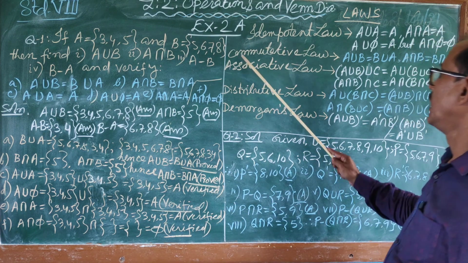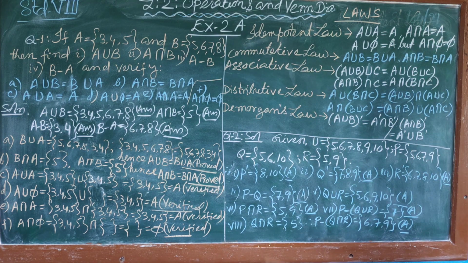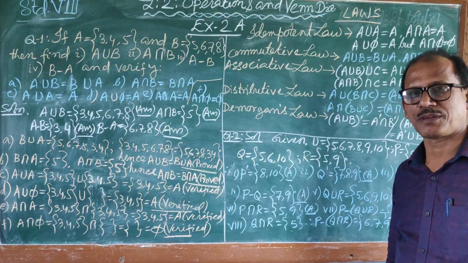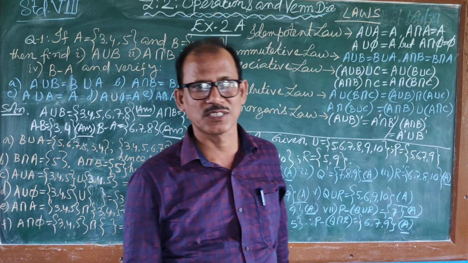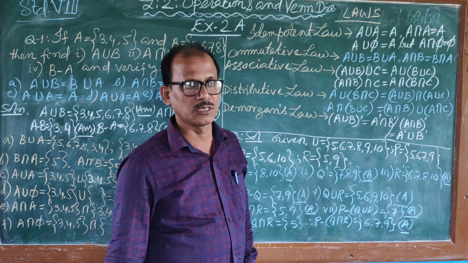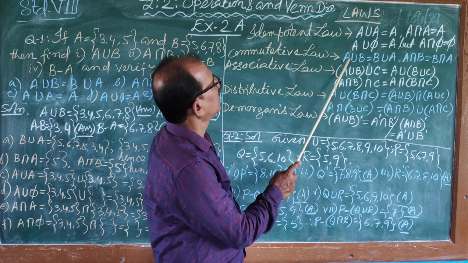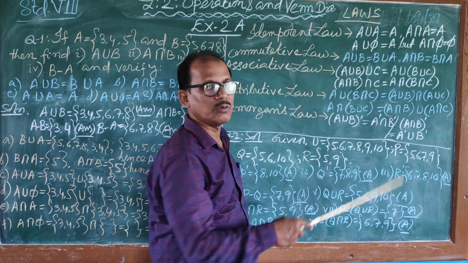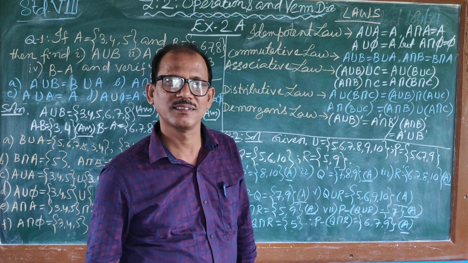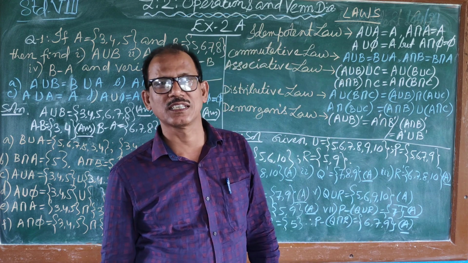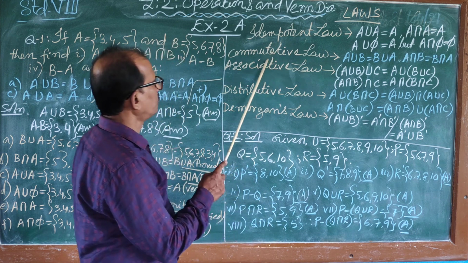Remember all these things. Now the commutative law. Do you remember the commutative law of addition? I will give an example. 3 plus 5 can be written as 5 plus 3, isn't it? That is the commutative law of addition. Similarly, here also A union B will become B union A, and A intersection B will become B intersection A. That is the commutative law.